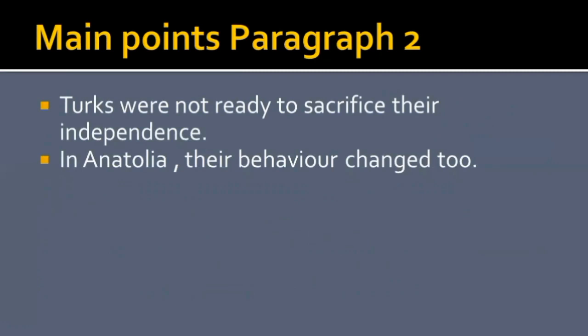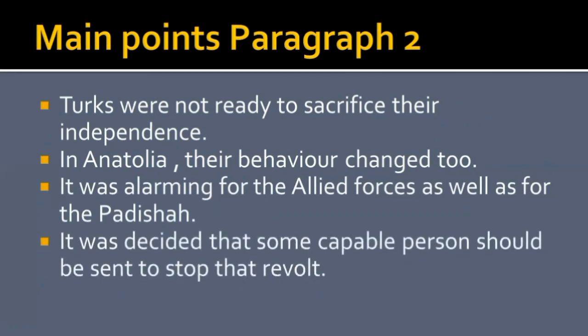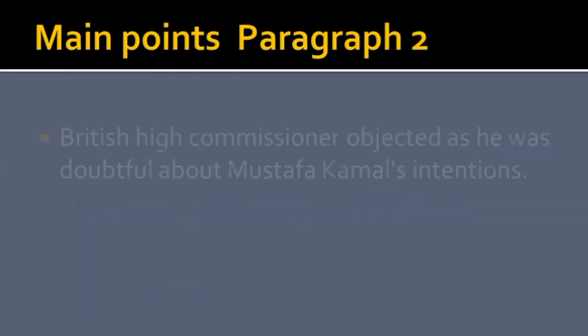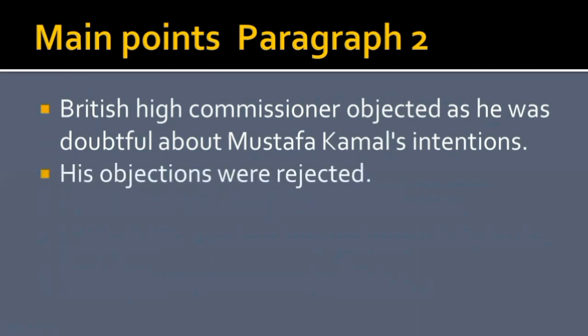In Anatolia, their behavior changed too. It was alarming for the Allied forces as well as for the Padishah. It was decided that some capable person should be sent to stop that revolt. Mustafa Kamal was chosen as that capable person. The British High Commissioner objected as he was doubtful about Mustafa Kamal's intentions. His objections were rejected at that time.